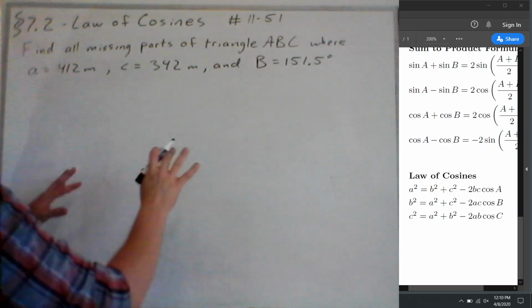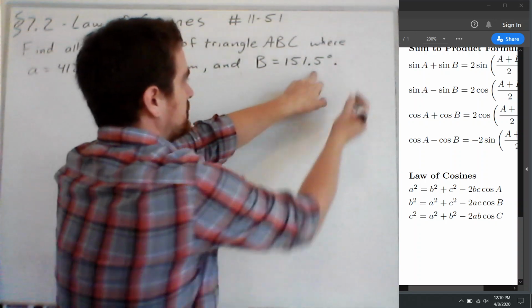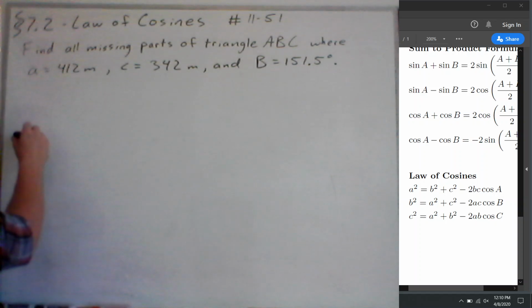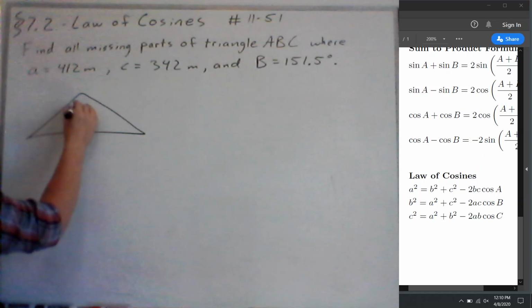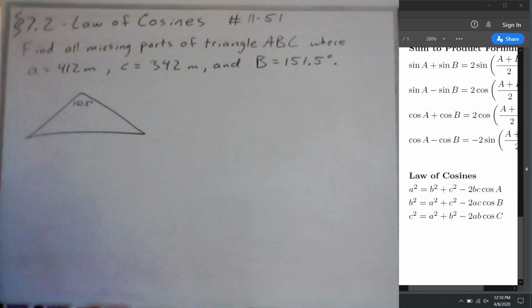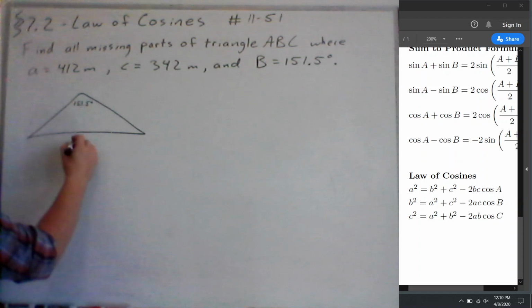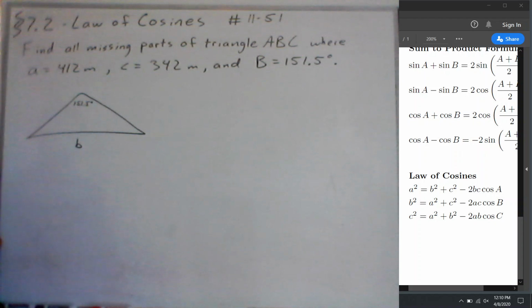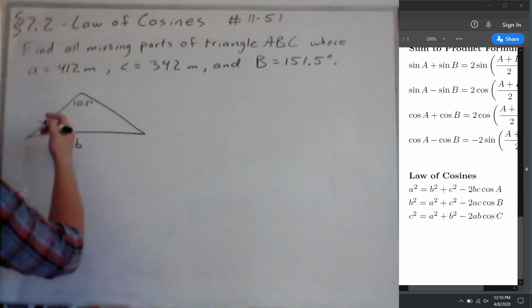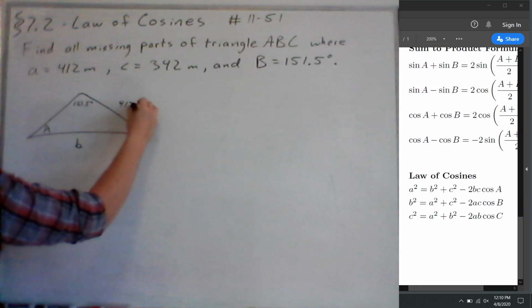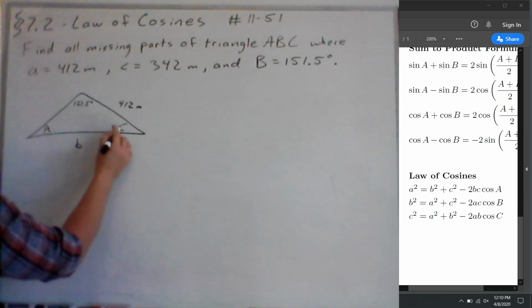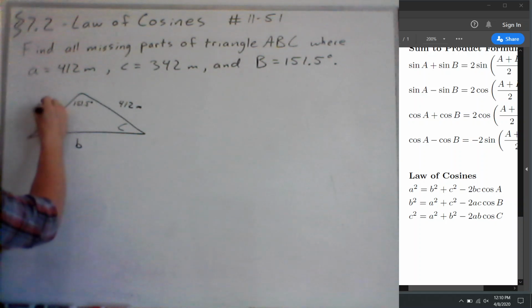So again, we want to find all the missing pieces. This is quite a large angle, 151.5. So to get my triangle down, something to reference, I'm going to put a big angle in my triangle and put that 151.5 degrees in the big angle, just so my picture matches exactly what I'm going for here. This is capital B, so this must be lowercase b. Now I have a choice of where to put A or C. I think I'll put angle A here, which puts side a over here. There's 412 meters, which means I'm forced to put capital C here, which means little c, 342, must be over here.